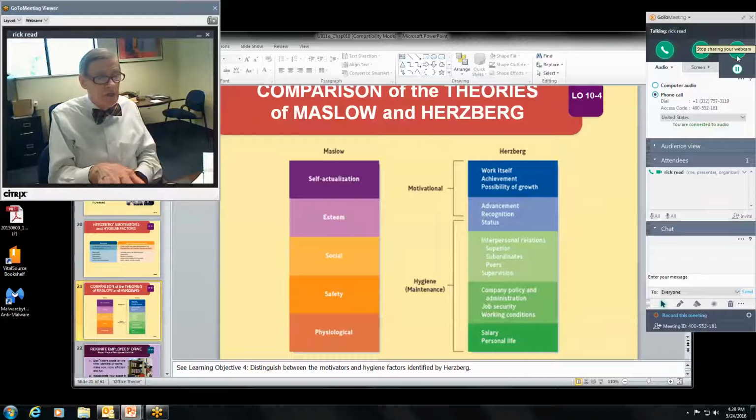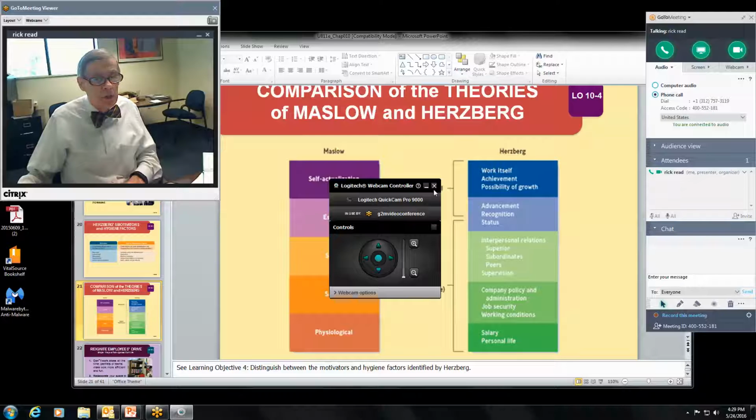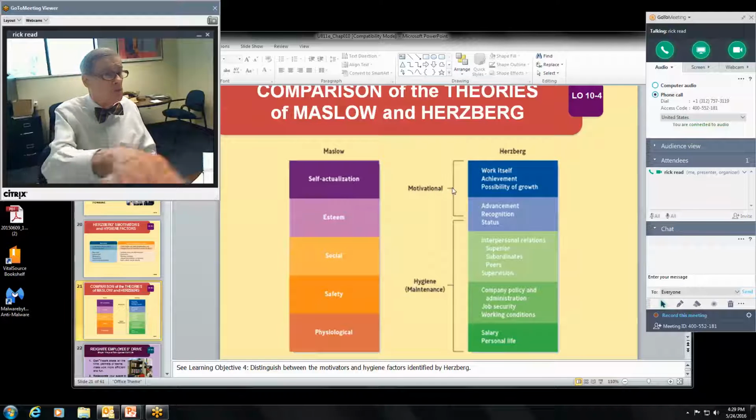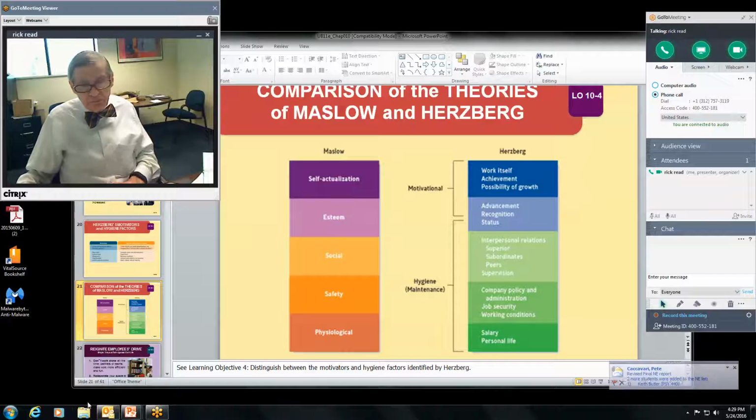It's like physiological, safety, and social. And then the top two, although he put some other things in here with Hertzberg, show advancement recognition with esteem, which they should be if you stop and think about it. And then self-actualization, achievement, the work itself, and things of that nature.